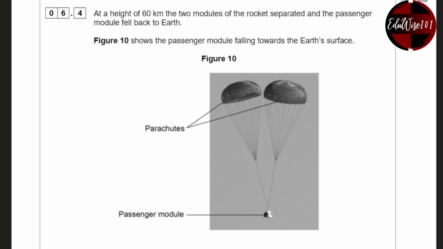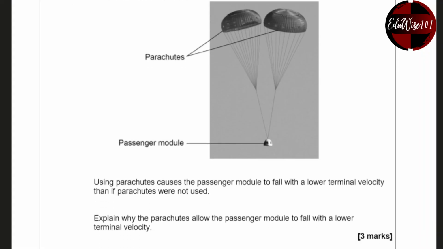6.4. At a height of 60 kilometers, the two modules of the rocket separated and the passenger module fell back to Earth. Figure 10 shows the passenger module falling towards the Earth's surface. You have two parachutes attached to the passenger module, and the main reason you have a parachute is to slow down the passenger module, otherwise it's just going to be too fast when it hits the ground.